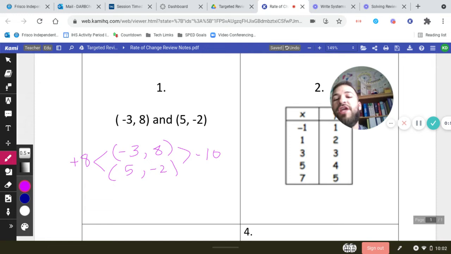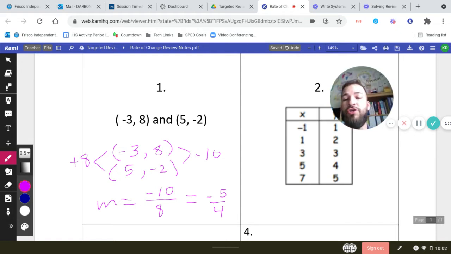So for my rate of change or my slope, I do -10, because it's change in the y values over change in the x values, over 8, which would just give me -5 over 4. And you can always type this in your calculator, y'all, if you are unsure.